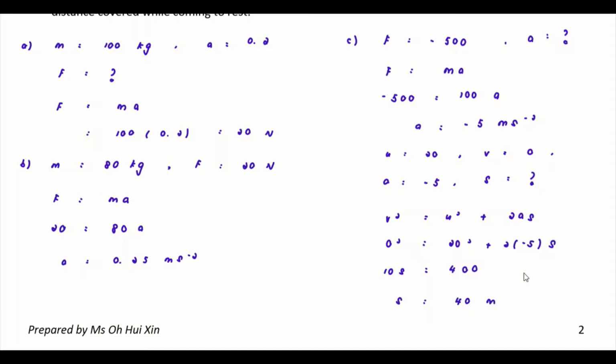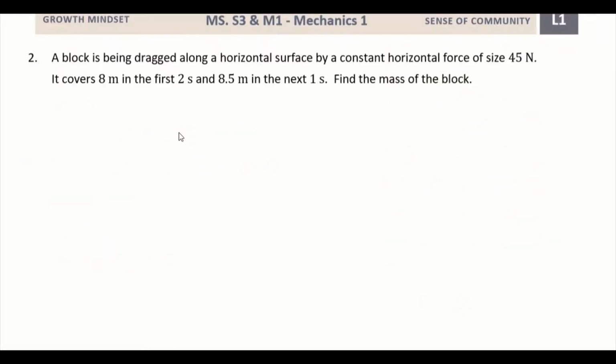Okay, I hope that is a very easy example for you to understand how they relate together. Now let's look at example 2. A block is being dragged along a horizontal surface by a constant horizontal force of size 45 Newton. So the F involved here is equal to 45. It covers 8 meter in the first 2 seconds and 8.5 meter in the next 1 second. And the question wants us to find the mass, which is M.